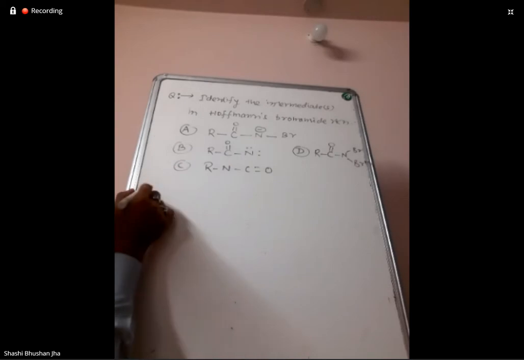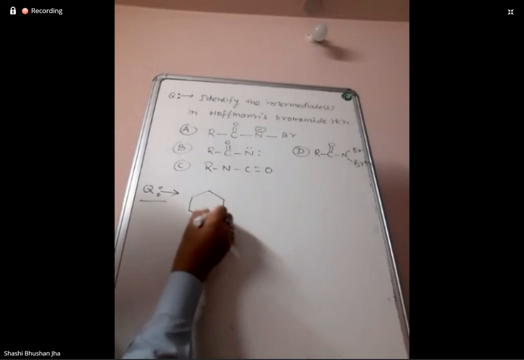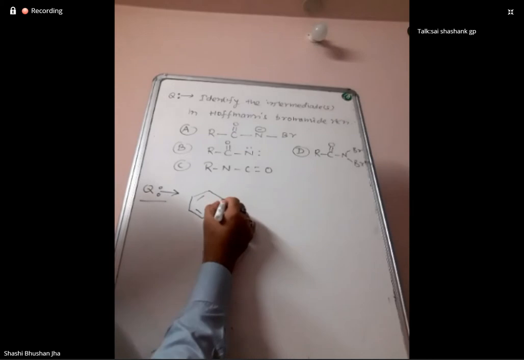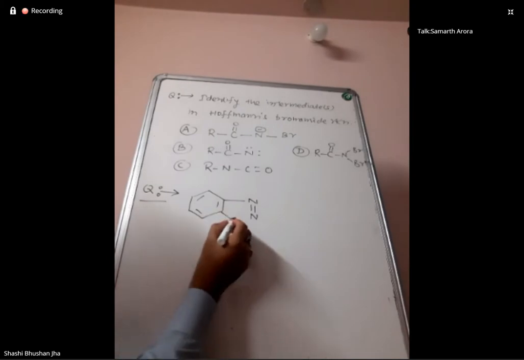You have to identify the intermediates in Hofmann's bromamide reaction. ABC. All we do is just think for 1 minute. Recall the mechanism. Yes, sir, ABC. Sorry, AC, sir. Okay, I will tell the answer. Only A, sir.